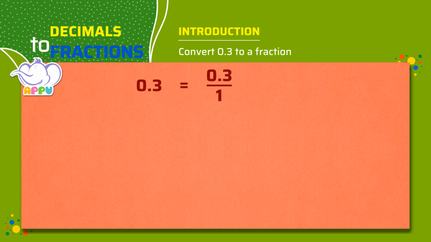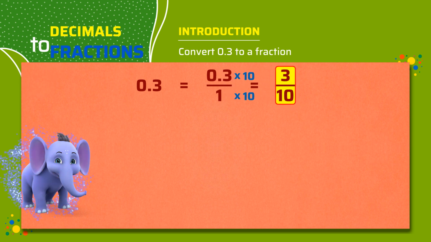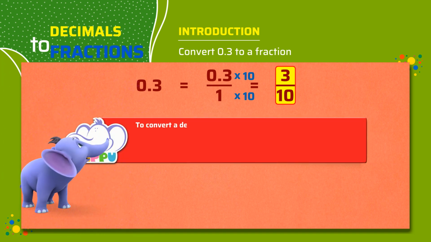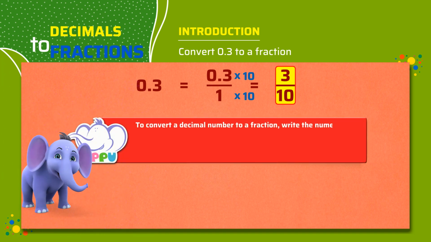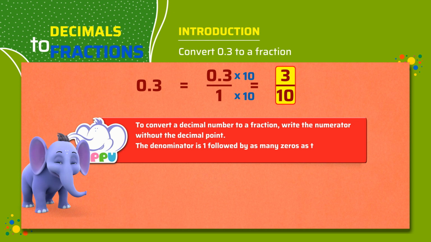So we multiply 0.3 by 10. Since we multiply the numerator by 10, we multiply the denominator also by 10. We get 3 by 10. To convert a decimal number to a fraction, write the numerator without the decimal point. The denominator is 1 followed by as many zeros as the number of digits after the decimal point.